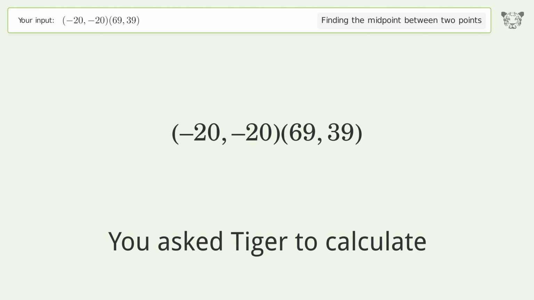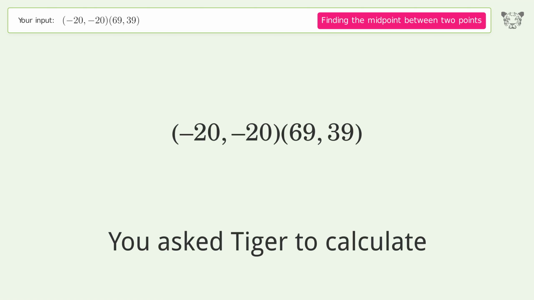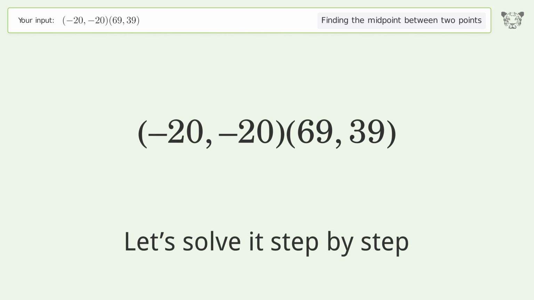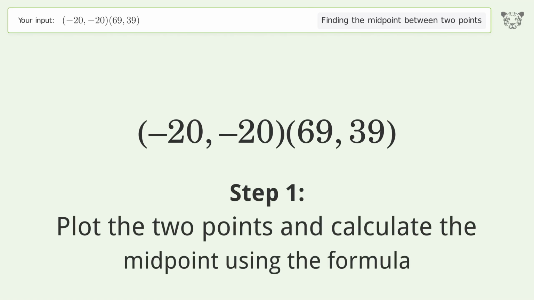You ask Tiger to calculate. This deals with finding the midpoint between 2 points. The midpoint between the 2 points is 24.5, 9.5. Let's solve it step by step. Plot the 2 points and calculate the midpoint using the formula.